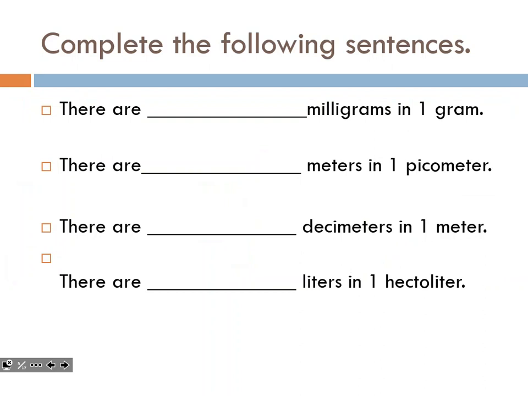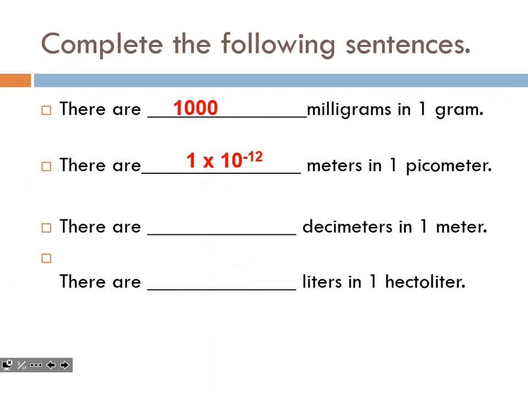Now, complete the following. Go ahead, try it real quick, do your mental math, move the place value kind of thing, let's see how you do. All right, looking up here, there are blank milligrams in 1 gram. Yay, good. There are so many meters in 1 picometer. 1 times 10 to the minus 12, yes. Very, very small amount of meters in there.